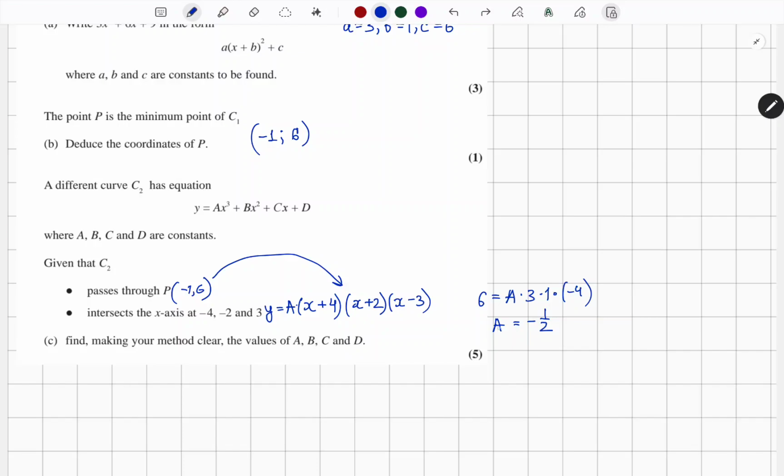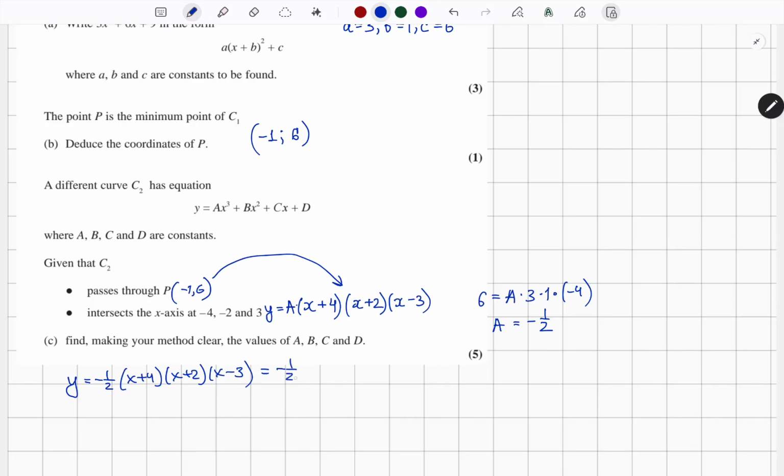So I have found the value of A. So let's put it back. So y equals minus a half, x plus 4, x plus 2, and x minus 3. Now I understand why they give 5 marks for it, because I have to open the brackets in order to present it in this canonical form, and then by comparing, find all the coefficients.